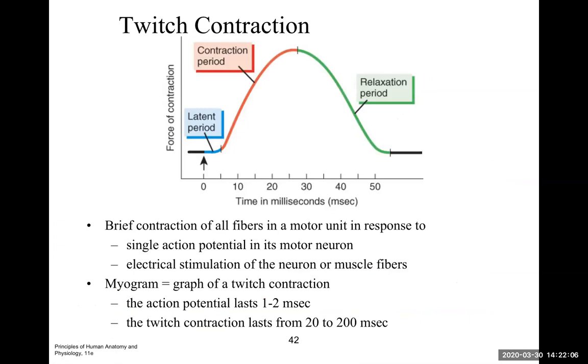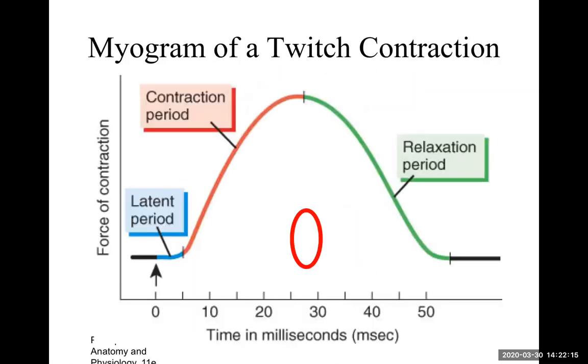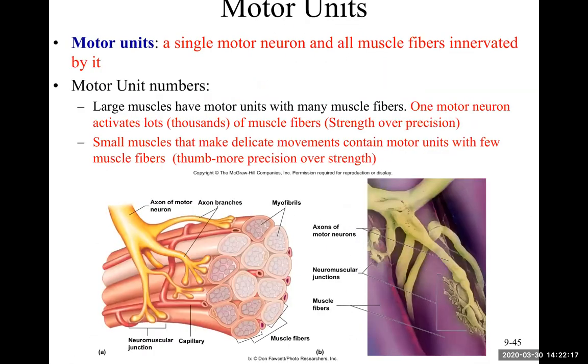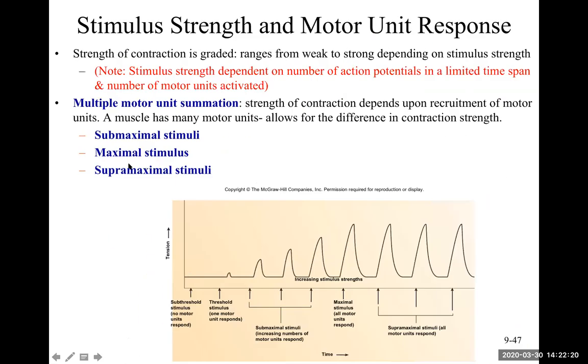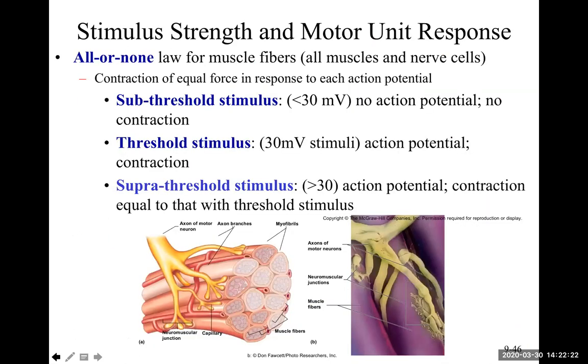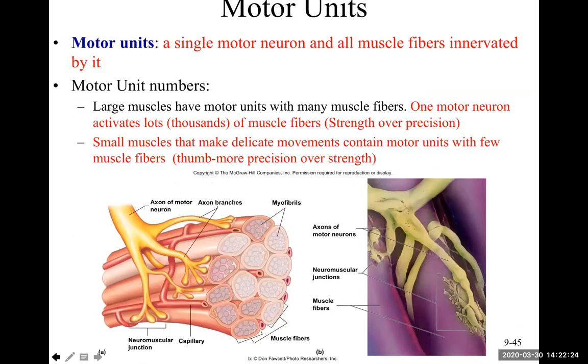Now, how do we get a muscle to contract so that we can move, so that we can walk? That requires more than one action potential. And that's what we're going to talk about next. How do we get a muscle to contract stronger, more smooth? It has to do with a couple things.